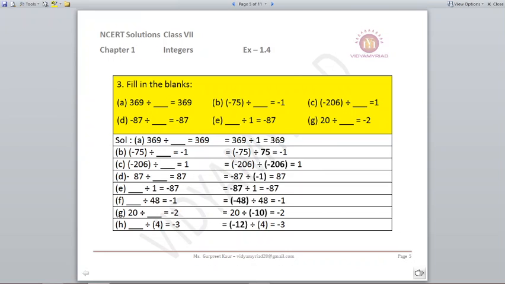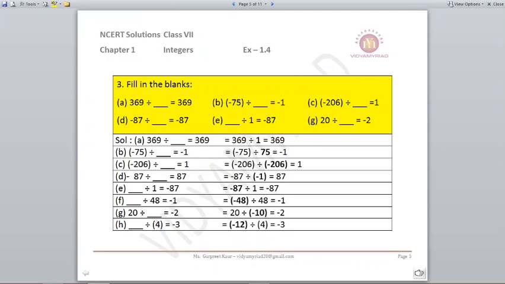Minus 87 divided by what? You get 87. You need positive 87. So that means I will divide with minus 1. Dash divided by minus 87. You need now minus. So that means 1 is already positive. It should be minus 87.